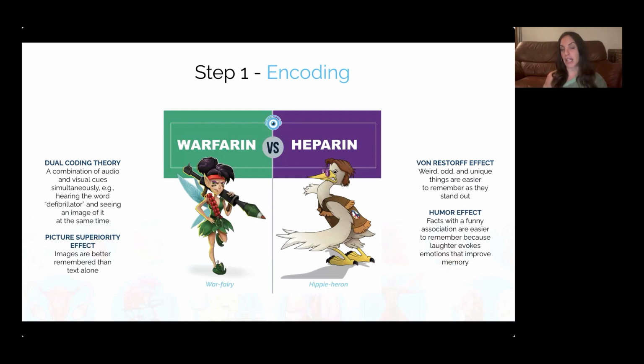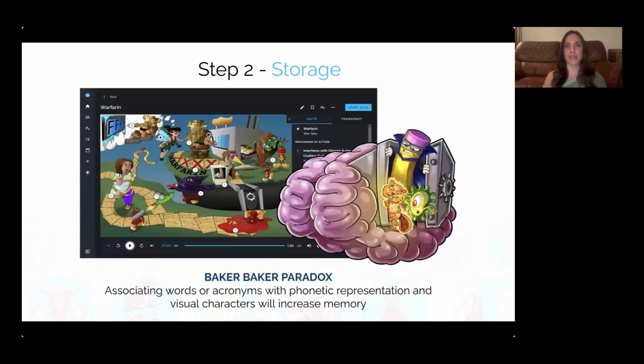So what we do in Picmonic is we take warfarin and we turn her into the warfairy, and then we take heparin and turn him into the hippie heron. And this way your brain starts to recognize that they're 2 different things. They are going to be represented by 2 different characters, and then you'll start to recognize these characters throughout the Picmonic library and know that they have different items that represent their different side effects, their different mechanisms of action, and so on and so forth. And then it'll be easy to recall this information very quickly when you need it, like on your exams or on the NCLEX. All right, so now going into step 2, which is storage.